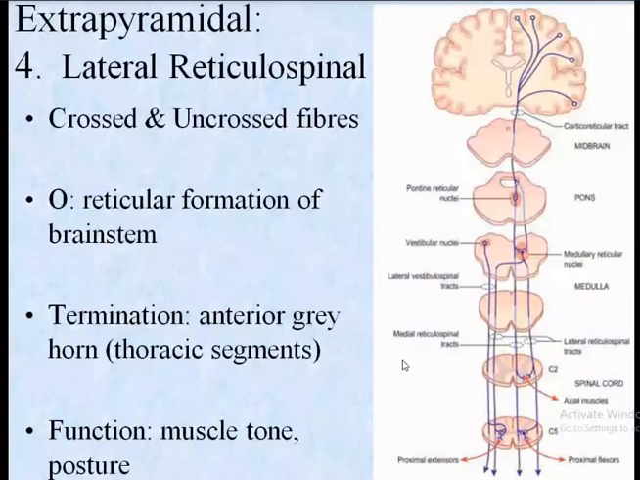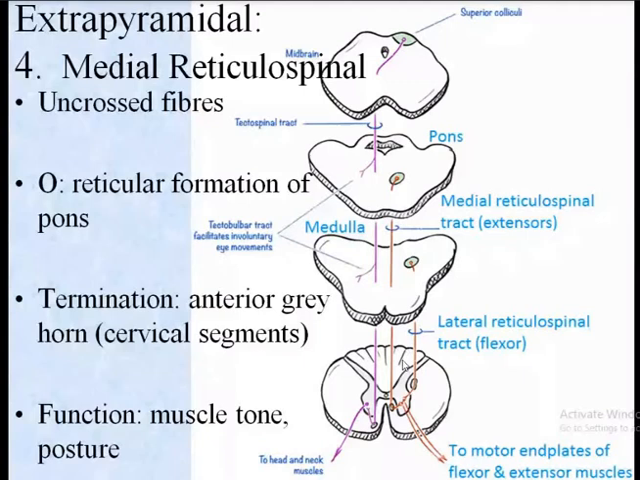I've skipped the medial reticulospinal tract. So, the medial reticulospinal tract arises from the reticular formation of the pons. Here we can see the midbrain, pons and medulla oblongata. Reticular formation is actually present throughout the brainstem. The fibers arising from the reticular formation of the pons descend uncrossed.